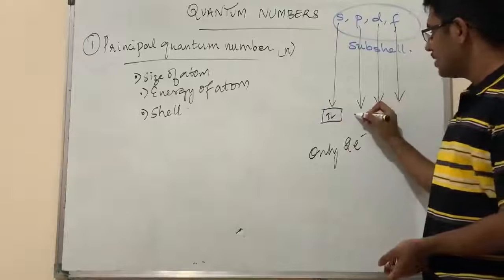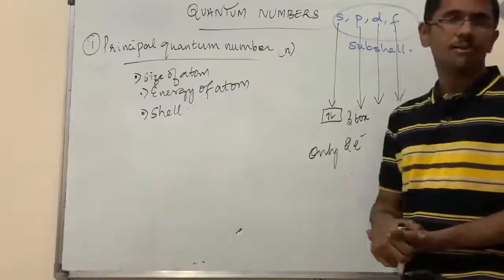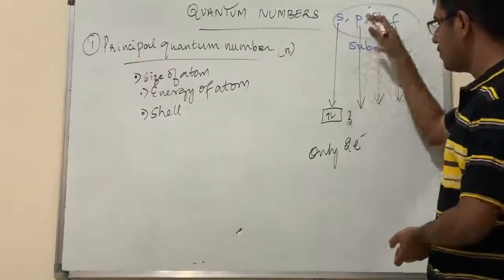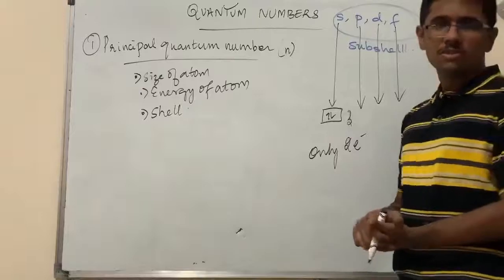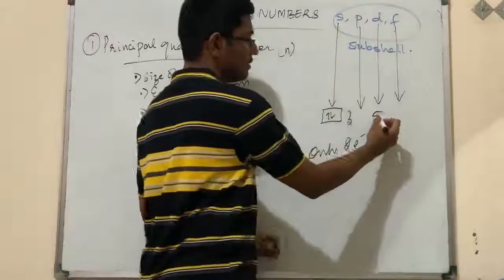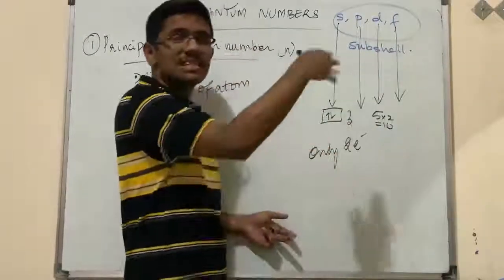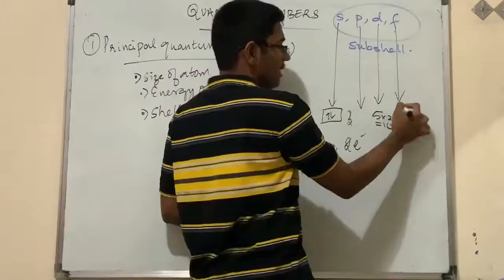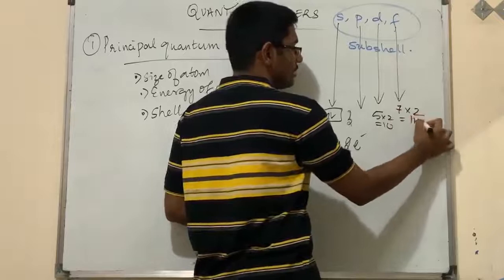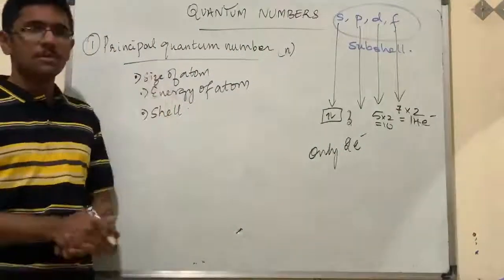Whereas in the p orbital, there are three boxes, so 3 into 2, 6 electrons you can fill. Now, the d orbital has 5 boxes, so 5 into 2 equals 10 electrons you can fill. The f orbital, these are particular energy levels, has a total of 7 boxes, so 7 into 2 equals 14 electrons can be filled. We'll study about it after studying the principal quantum numbers.